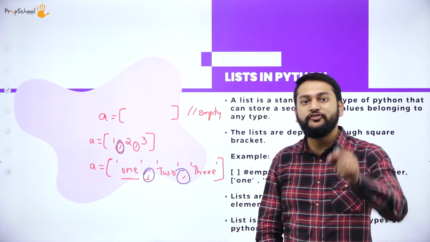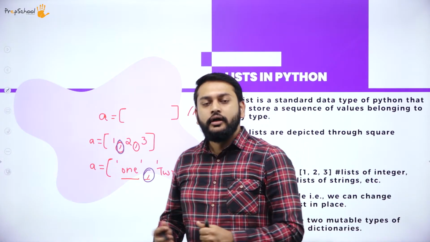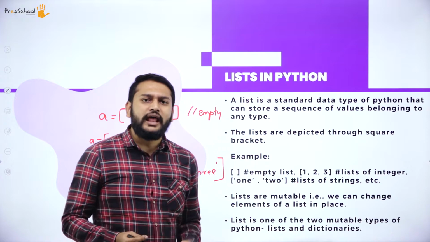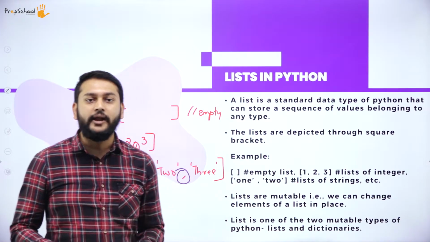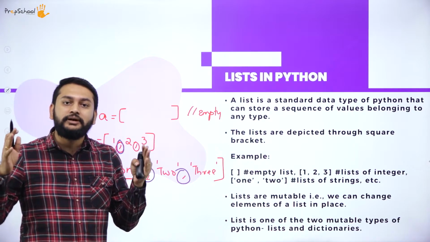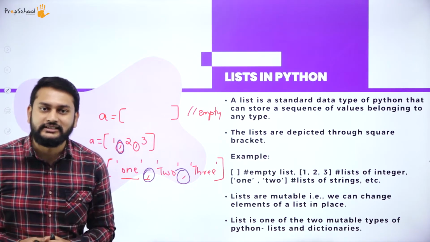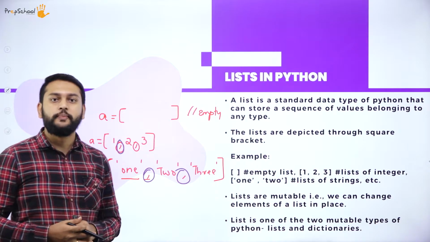This is an example for integer. Then how many types of data can I store inside the list? That is a question that I have. Please understand, I can store multiple data types inside the list. That is an important point that you should make a note of.